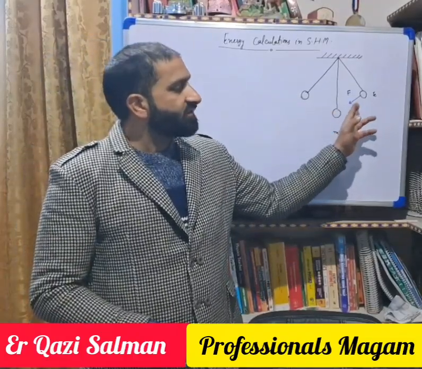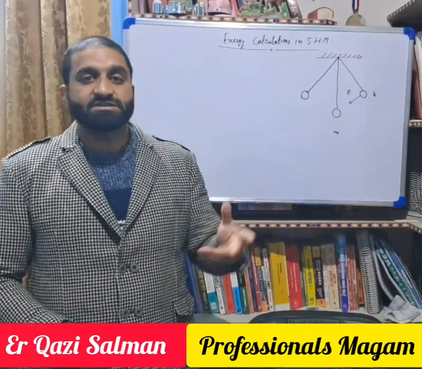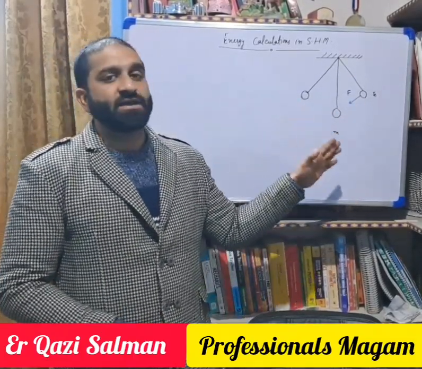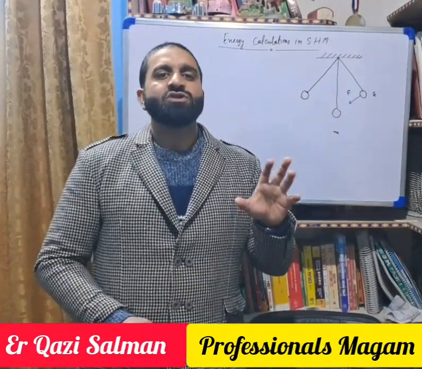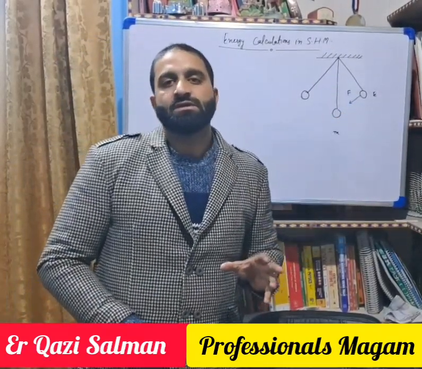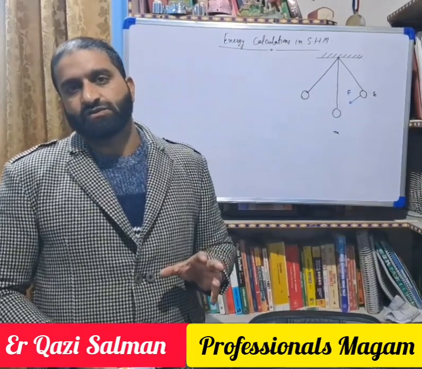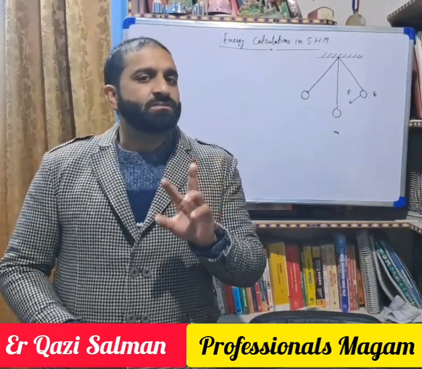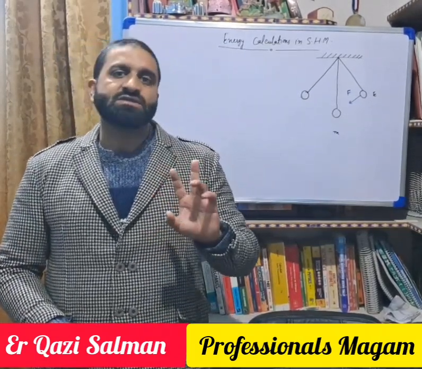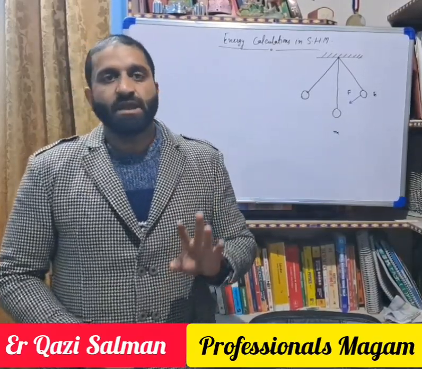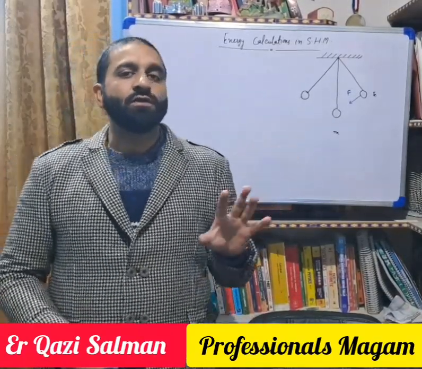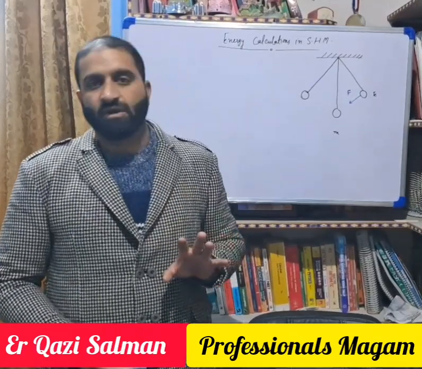Here, as it has different positions, it has different potential energies, and the velocity also varies, being most at the mean position and least at the extreme position. So there is a variation in kinetic energy also. So a body in simple harmonic motion possesses potential energy due to its position and kinetic energy due to its velocity. Now we are going to calculate and talk of the total energy in a simple harmonic motion.